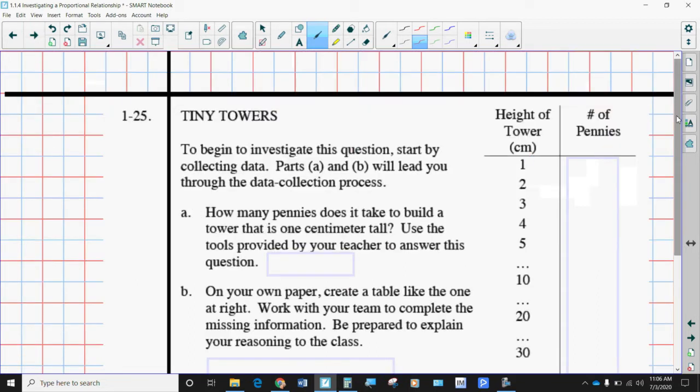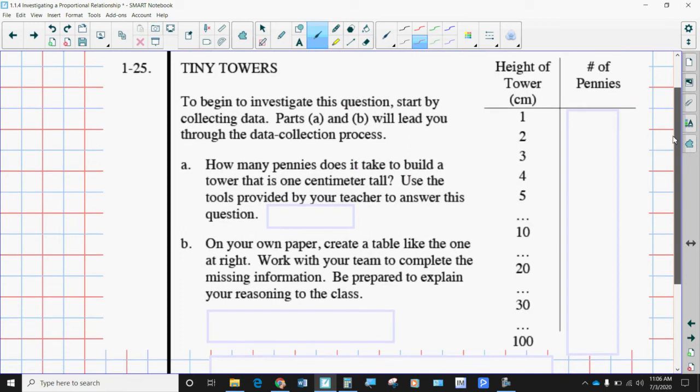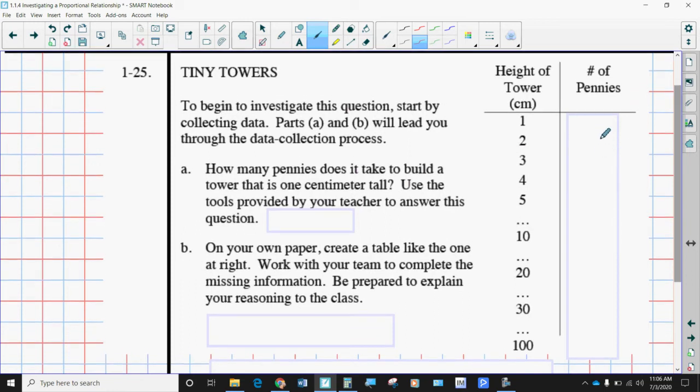Okay, so you've hopefully made your prediction. Now what I would like for you to do is I would like for you to create a table. On the left-hand side, we're going to put the height of the tower in centimeters, and then list out these numbers that you see here. The dot, dot, dot is just showing that you're going to have a gap. We're not counting by ones. We're skipping 5 here, we're skipping tens, and then so on and so forth.